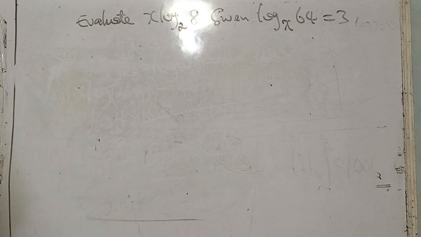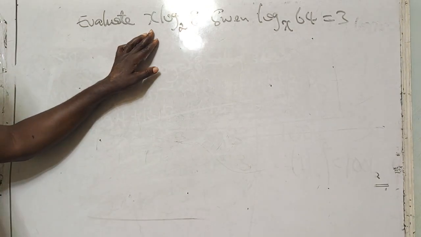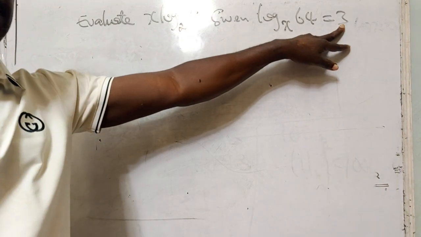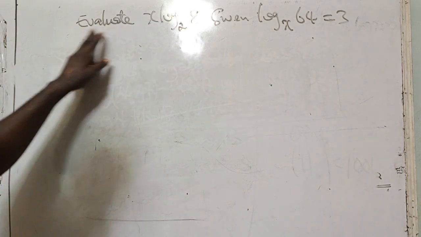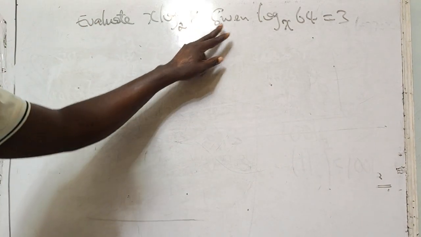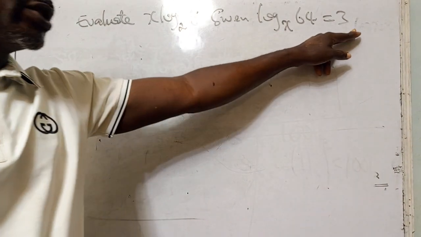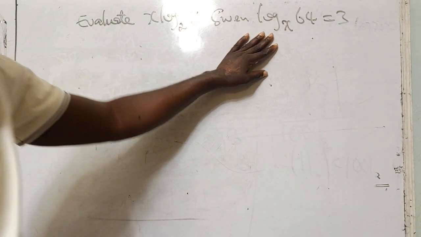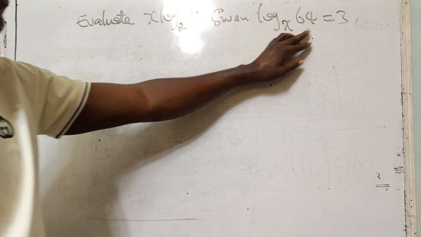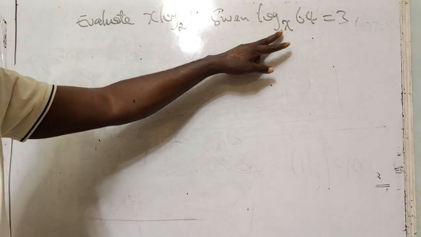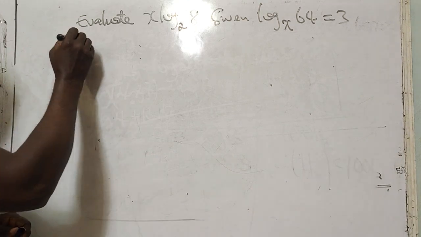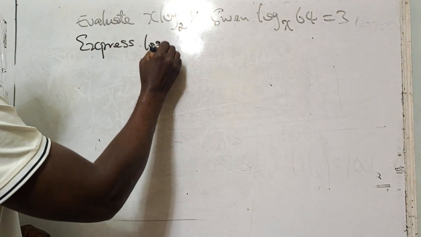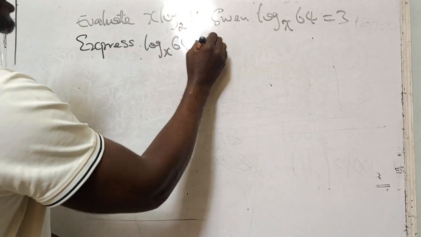All right. Here we are asked to evaluate x log 2 8, given that log x 64 is equal to 3. The first thing we are going to do is express log x 64 equal to 3 to find the value of x.